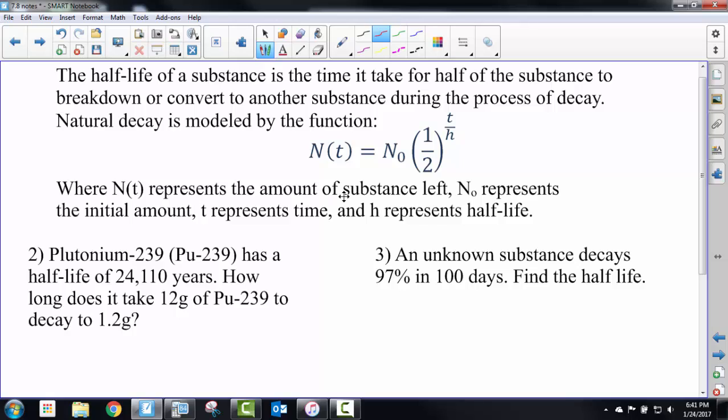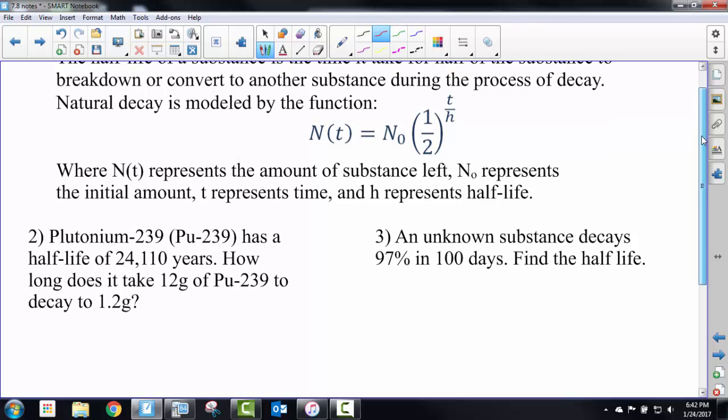All right, so N of t represents the amount of substance left. Now that's basically your end amount. N sub 0 that you see right here is the initial, how much did it start with. T in the exponent represents the time, and h represents the half-life. The way we measure time or half-life will vary depending on the substance.